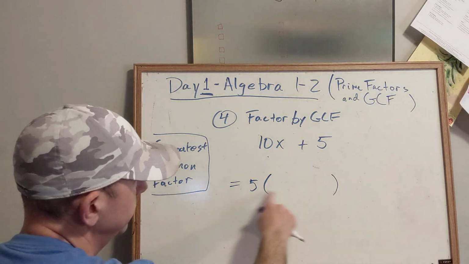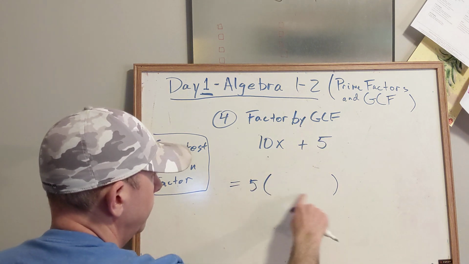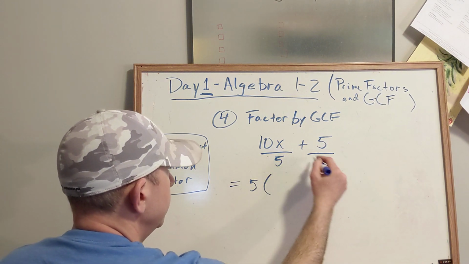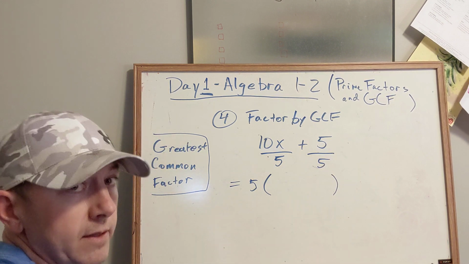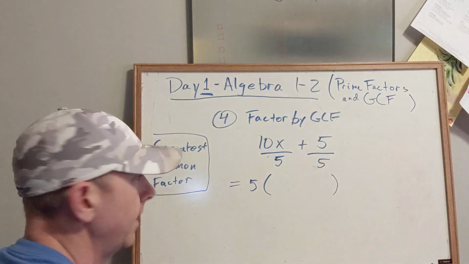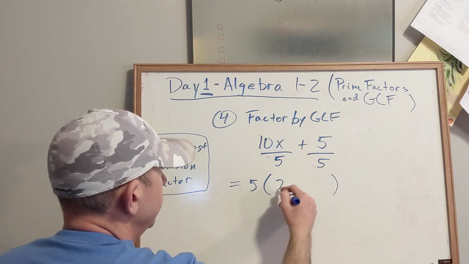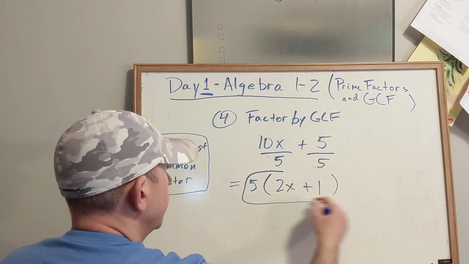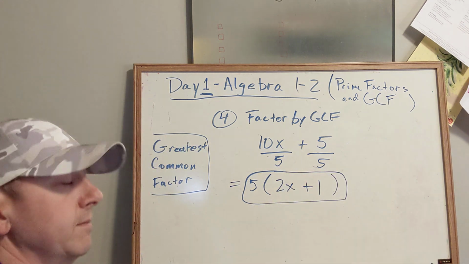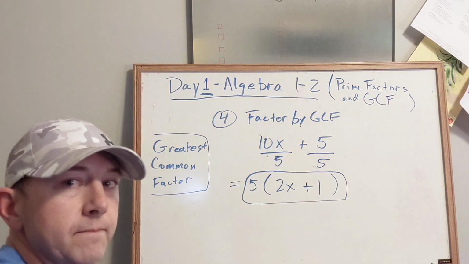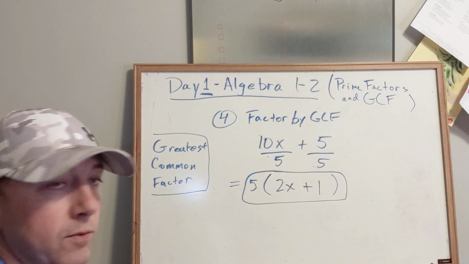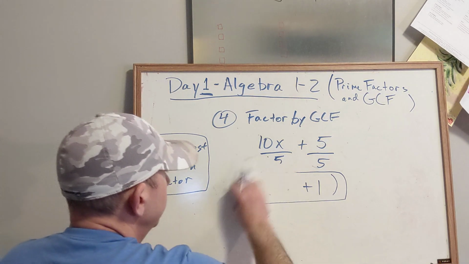Then to undo multiplication, we divide. To find out what is left over, we're going to divide whatever this number is back into both. So now we're left with 5 into 10 is 2x, and 5 into 5 is 1. There is my answer: 5 times the quantity 2x plus 1. So that is a factor by GCF. We're going to do one more of those and wrap things up for today.